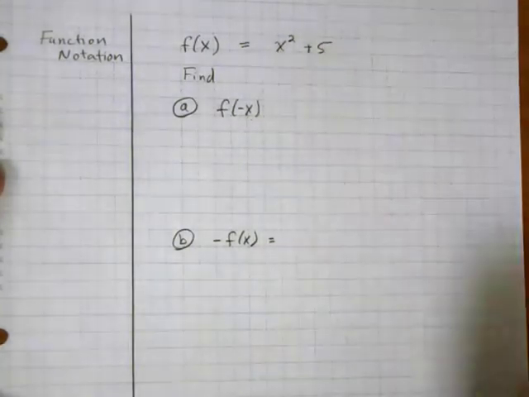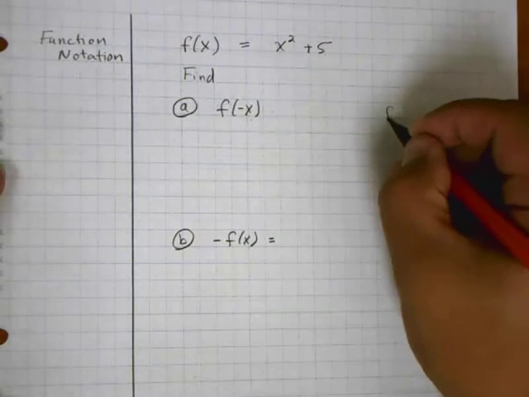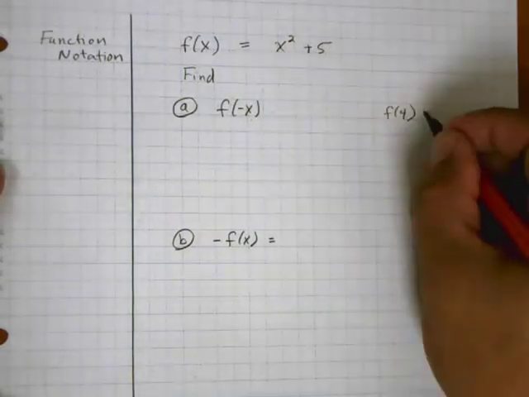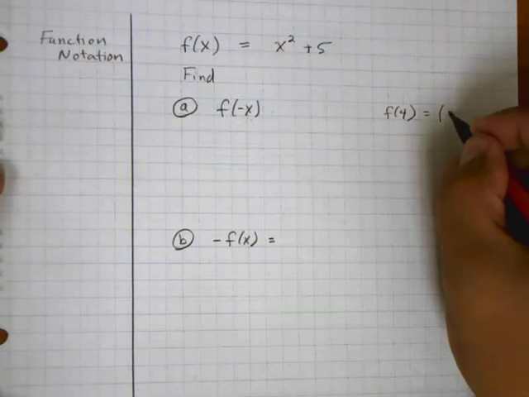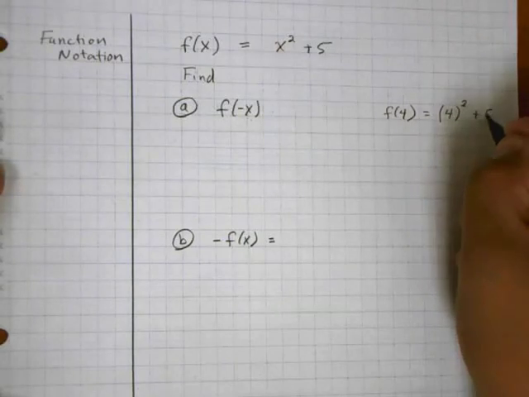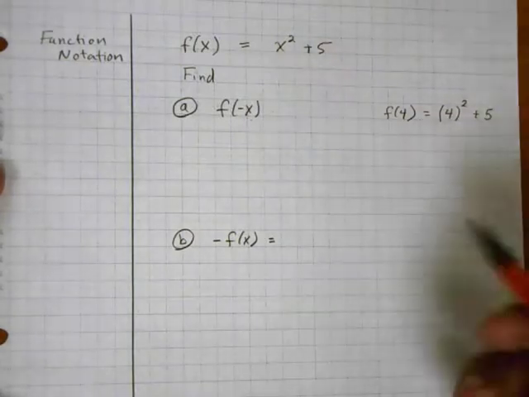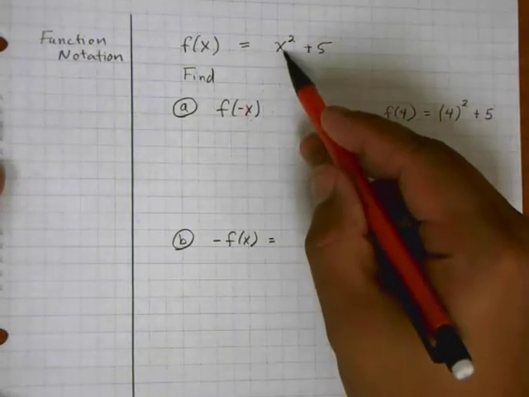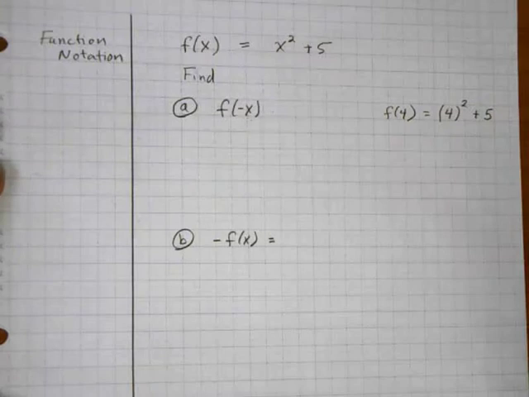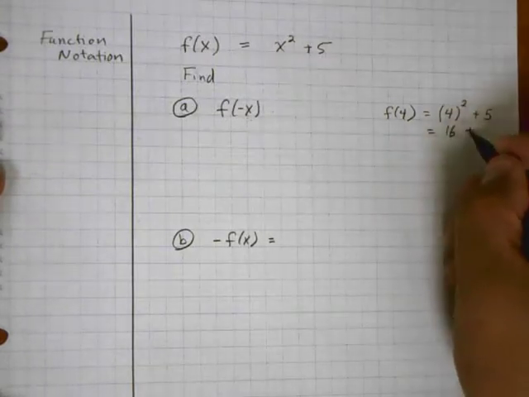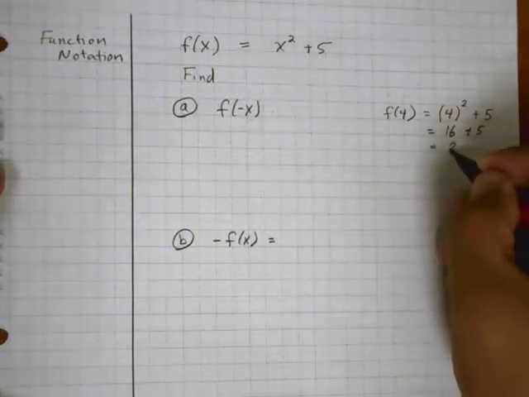Okay? So just a note on the side here, if I had f of 4, that means I would just say equals parentheses 4 squared plus 5. And the key thing here is that whatever I substitute in for the variable, I have to write that in the parentheses. And to finish this problem, this would give me 16 plus 5, which would be 21.